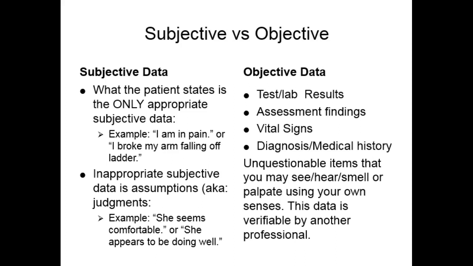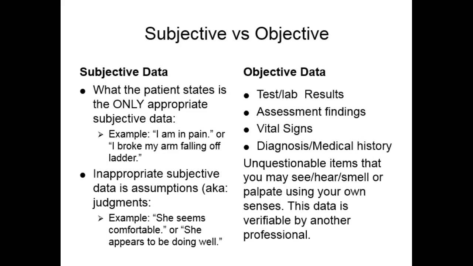Subjective data, on the other hand, is a judgment. It's an assumption. They appear happy. They seem sad. You can write that they're tearful. That tells you all you need to know. They're tearful. That either tells me they appear sad or they're in so much pain they're crying. So do you see objective versus subjective?